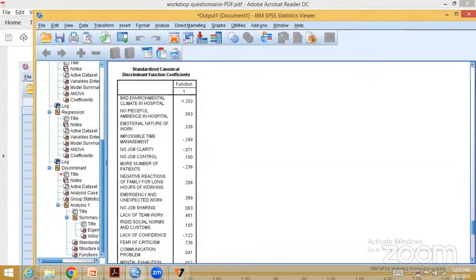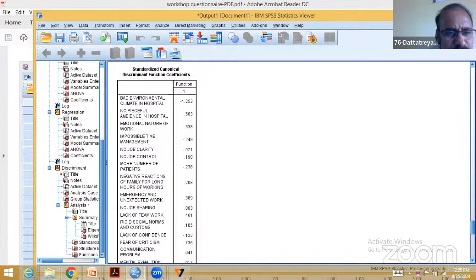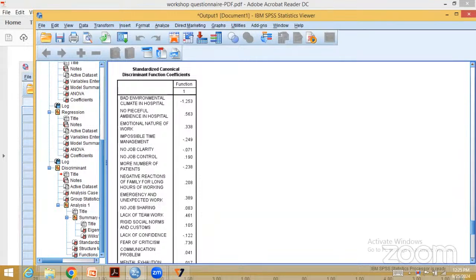Any other question? Doctor, sir. Yes. Sir, this is Dattatreya. Sir, can we apply these same parameters to other fields also, sir? Education field. Definitely, provided you should have a grouping variable and at the same time a large number of interval scale variables. Yeah, sir.